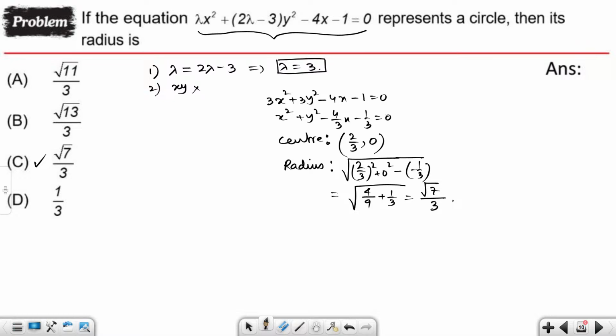Have you understood this problem? Absolutely. If you have any doubt, you can write in the comment box. So I will definitely get back to you. So therefore, your option is C.